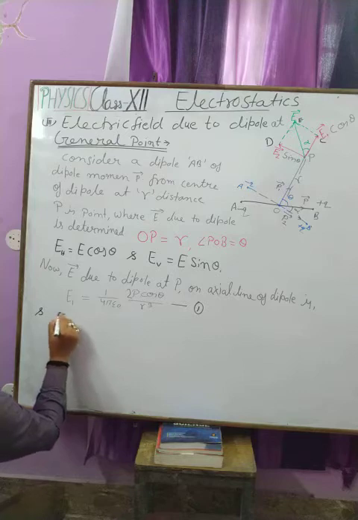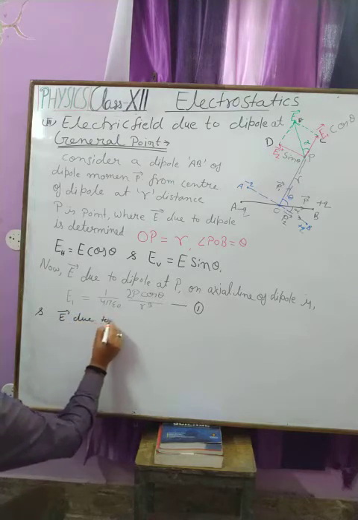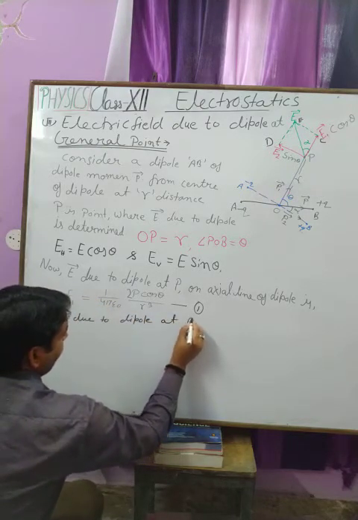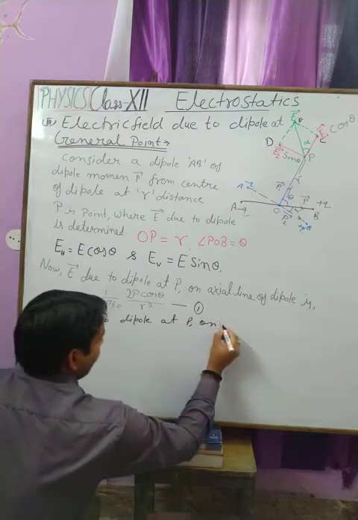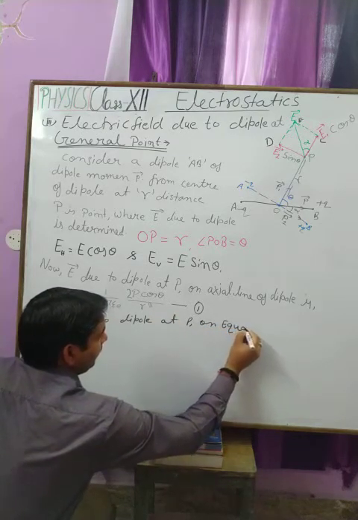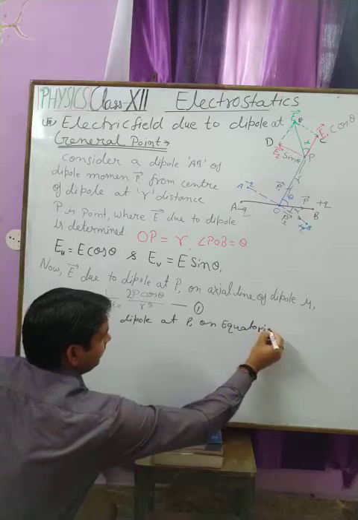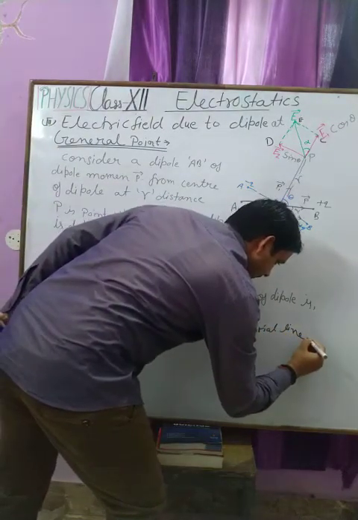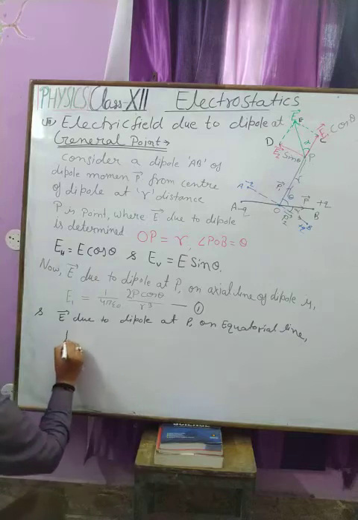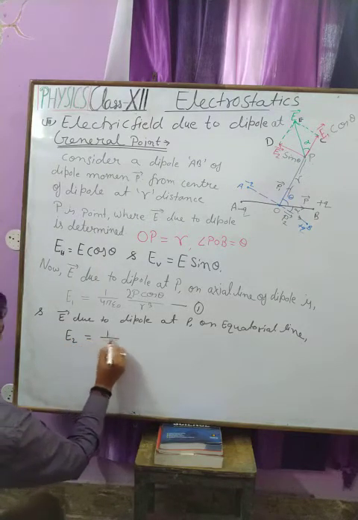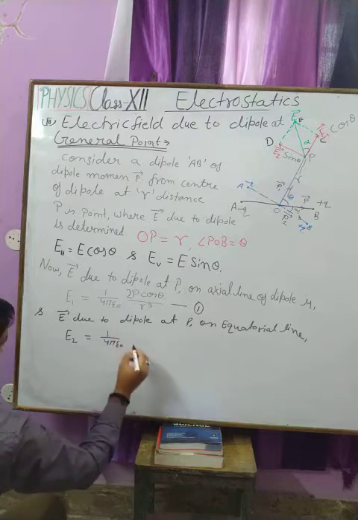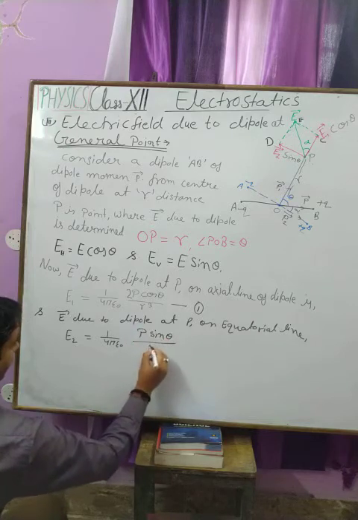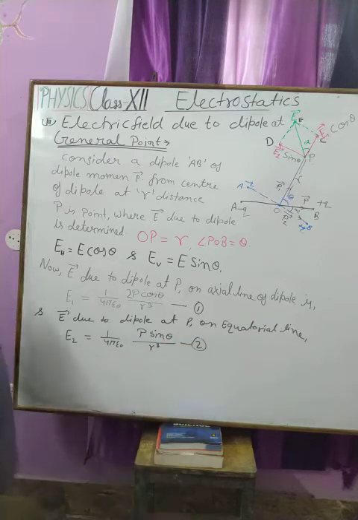And the electric field due to the dipole at P on the equatorial line is E2, equal to 1 upon 4 pi epsilon naught, p sin theta upon r cube. This is equation second, student.